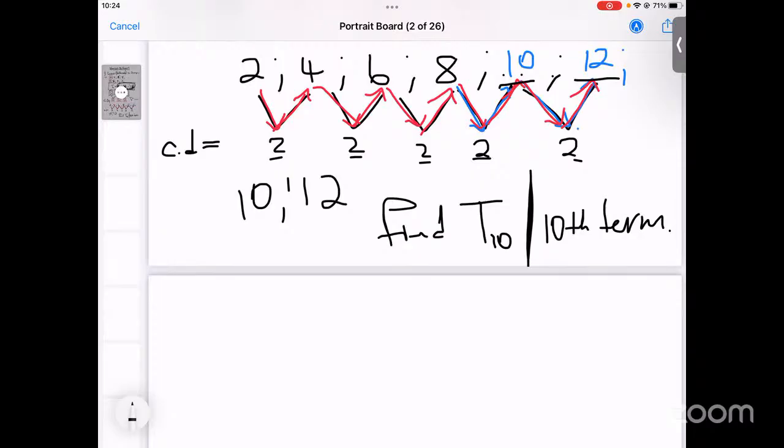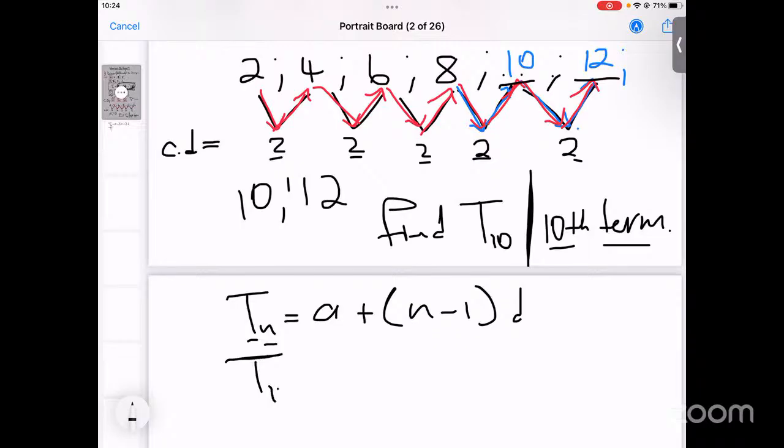So this is where you use the formula which says Tn equals A plus (n minus 1) multiplied by D. When they say the 10th term, this is the nth term. So when the question asks for the 10th term, it means they want to know how many people are in stand number 10. Then the A value started as 2, plus n, the 10th term, minus 1.